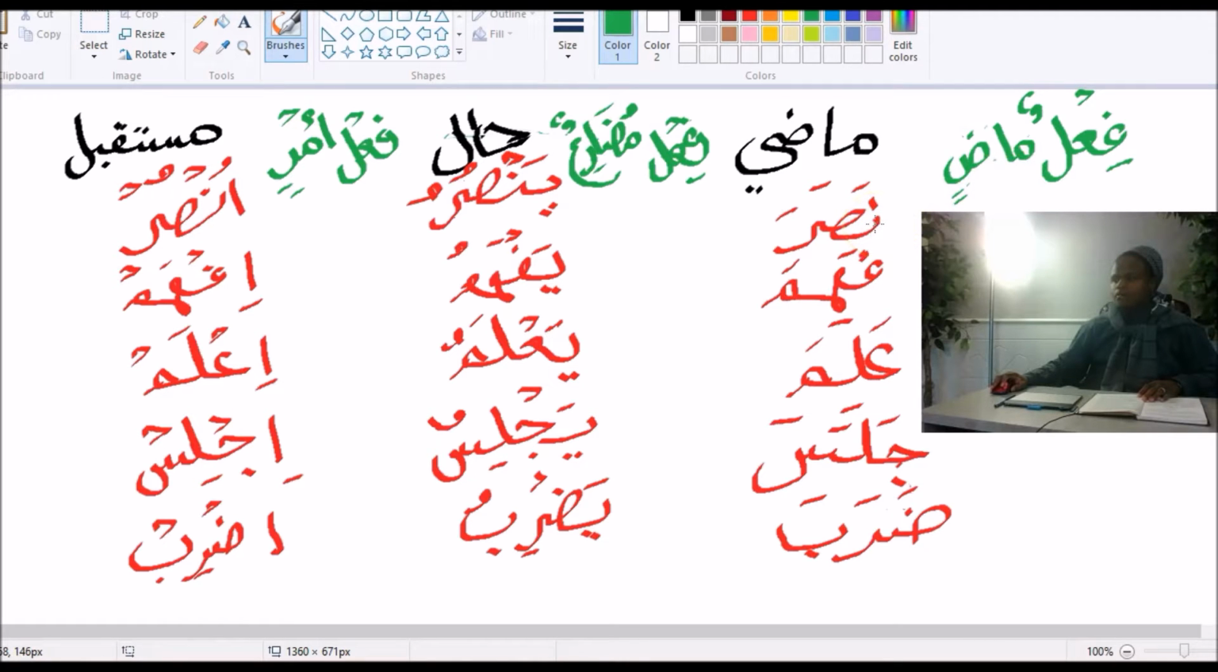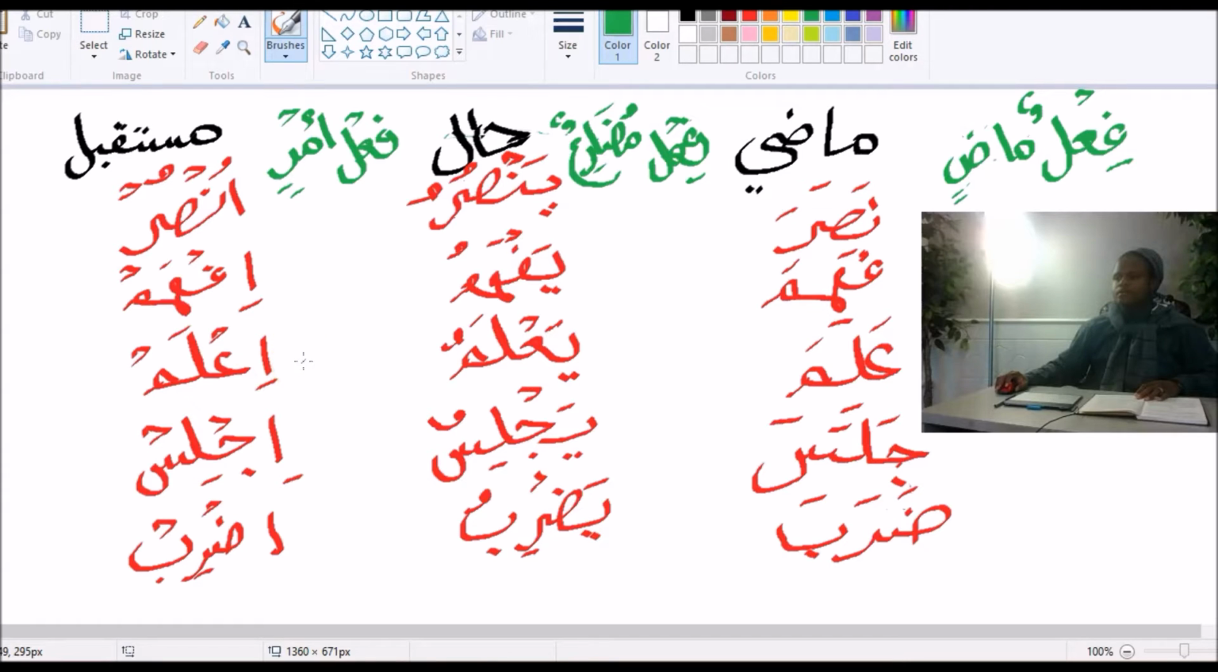You say مضى فلان, that so and so went by. For example, نصر, he helped. فعل مضارع is what we call present tense verb. That's for al-hal, that's for the time being, the present time. The fi'l for al-hal is fi'lun mudari'un, a present tense verb. Its example is yansuru. So nasara yansuru.